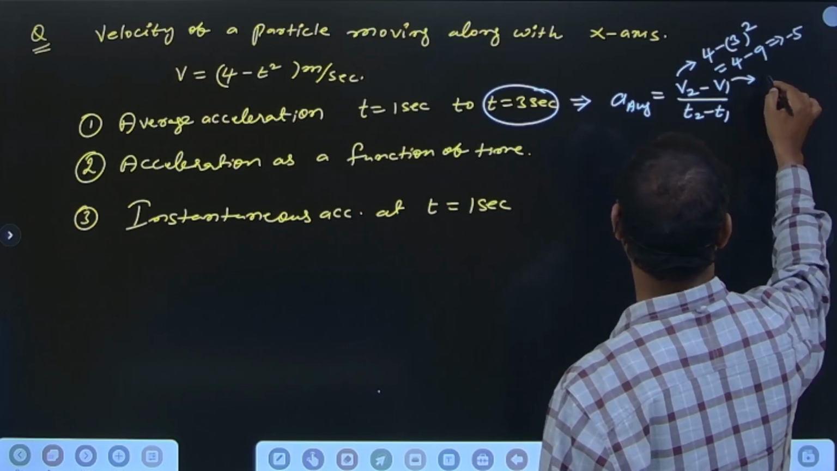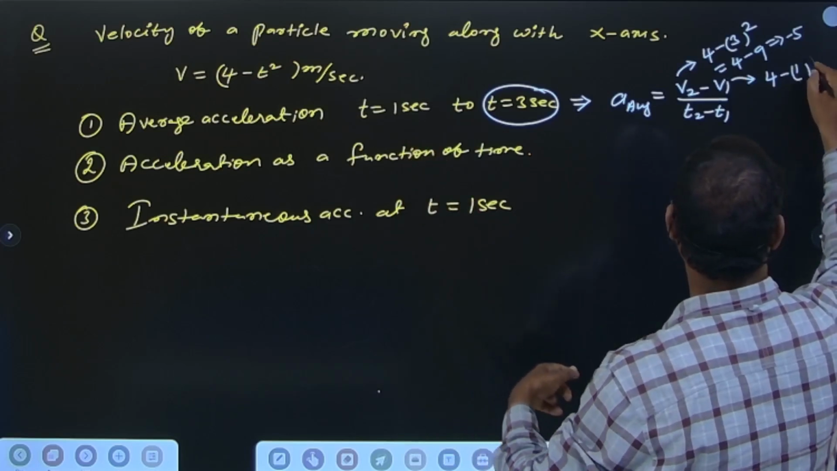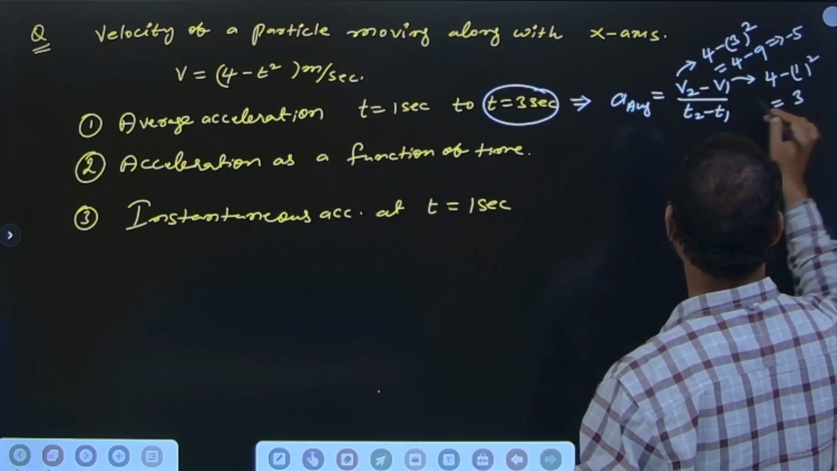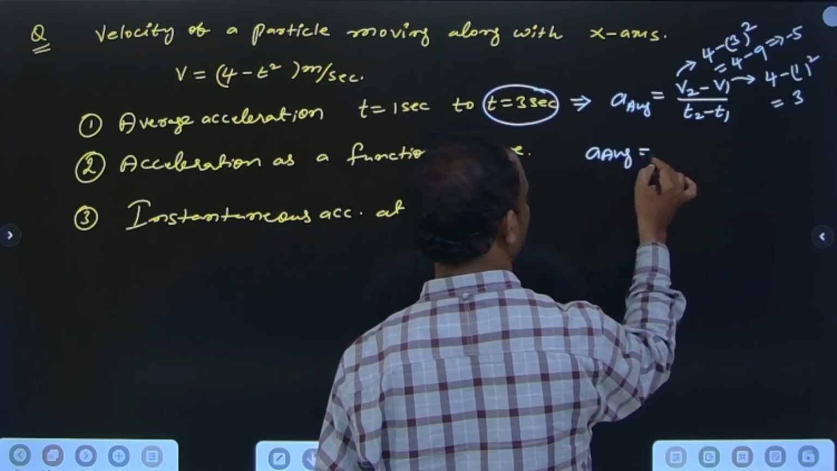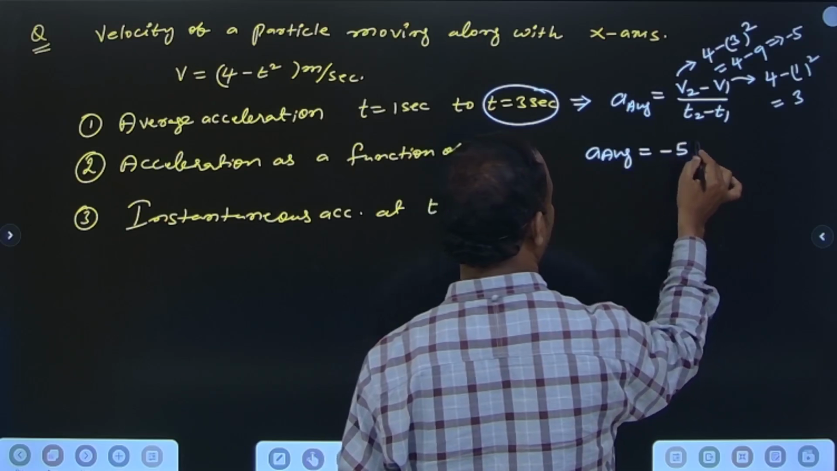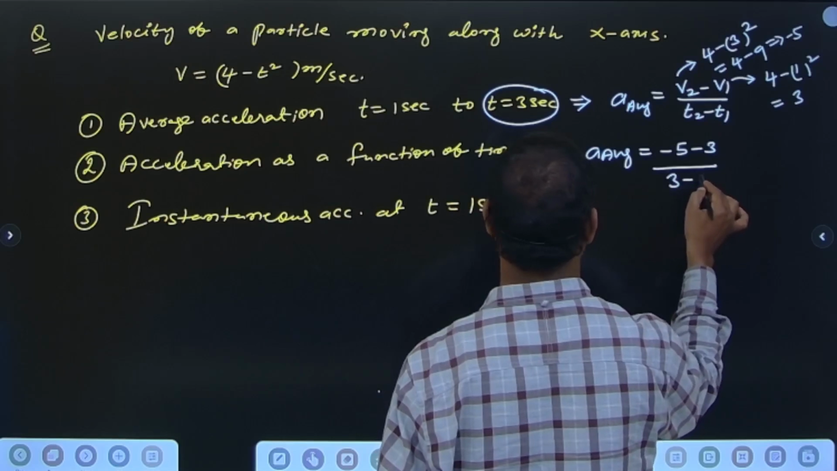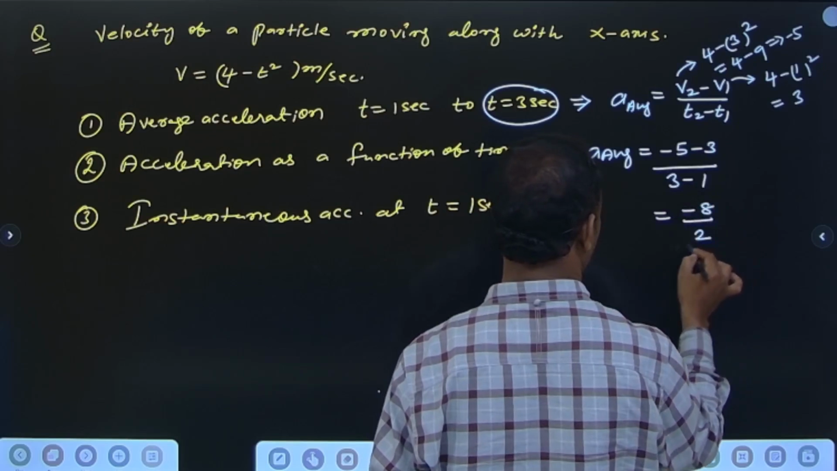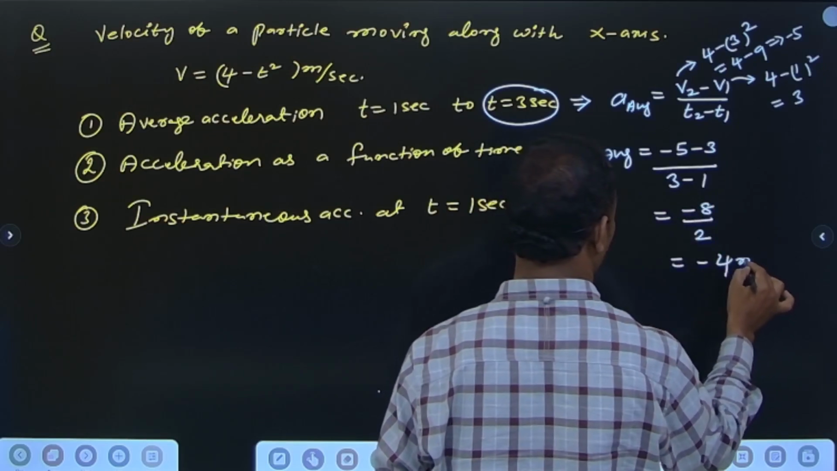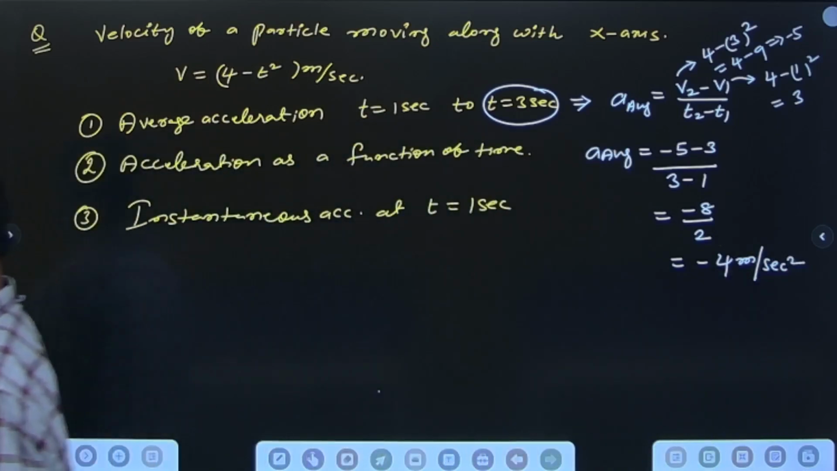Next, what is v1? With t = 1: 4 − 1² = 3. So the average acceleration is (−5 − 3)/(3 − 1) = −8/2, which becomes −4 meter per second square. This is the method to find the average acceleration.